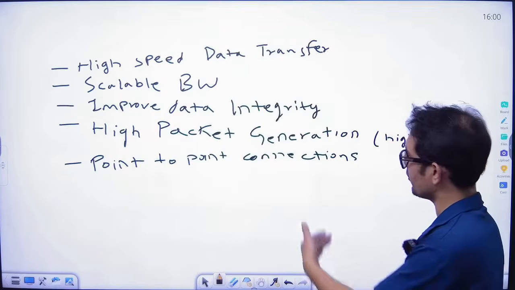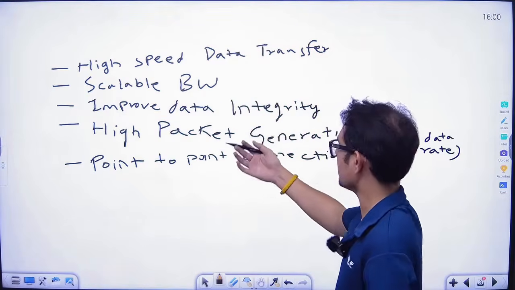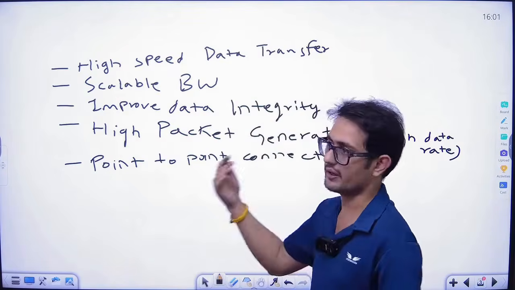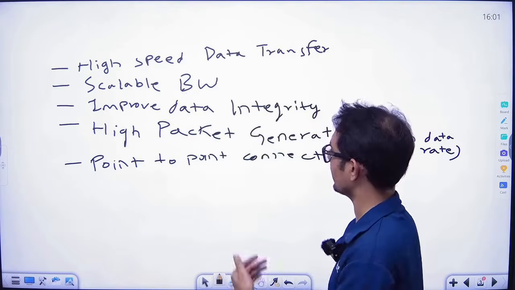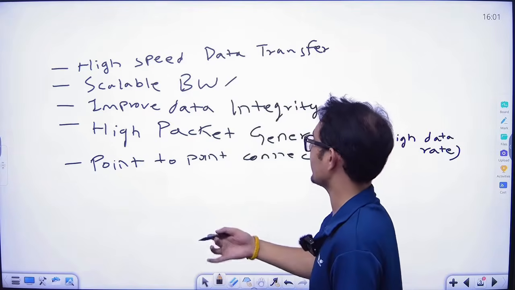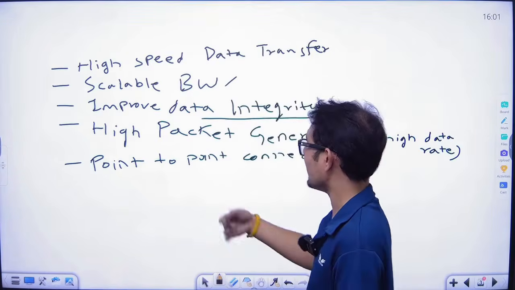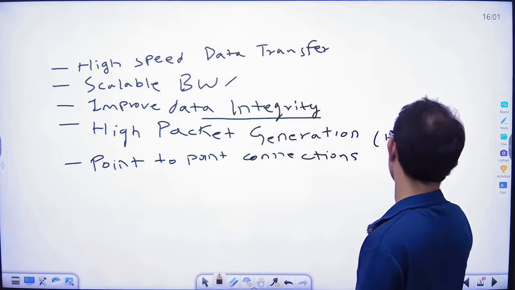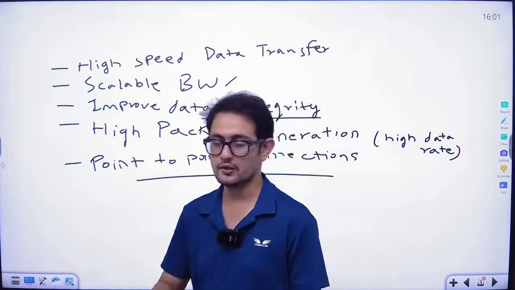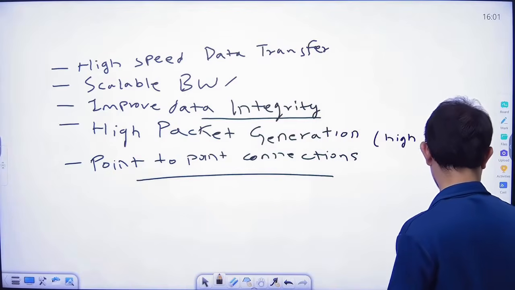Going to the next, some of the features that PCIe has: high speed data transfer, and scalable bandwidth, because it has different lanes, up to 16 lanes, for data transfer. So bandwidth is scalable here. It also improves data integrity, and has a high data rate. It is a point to point connection. These are some of the basic features that freshers should know.